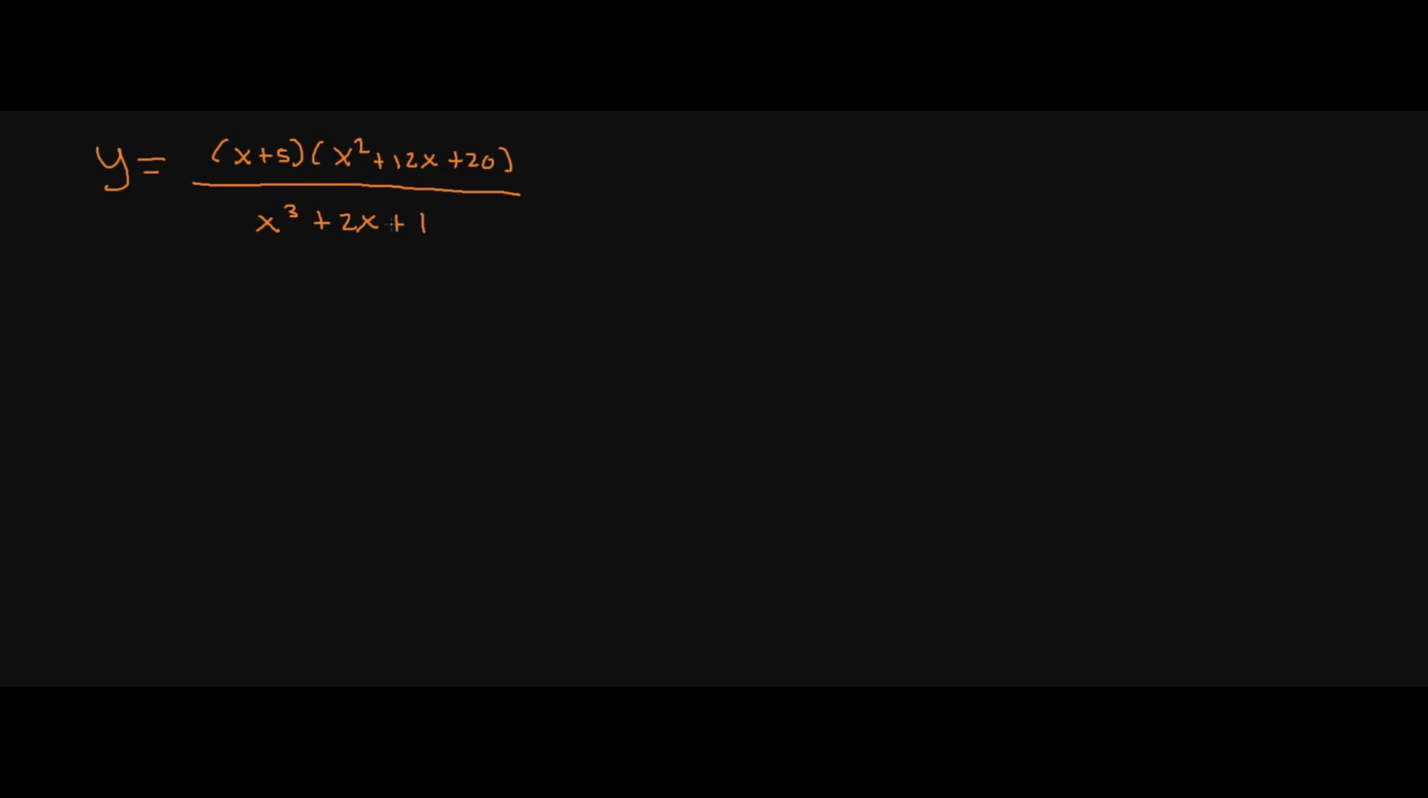This looks a little bit more complicated than some of the functions we've worked with in the past. But if we want to find the x-intercepts of these functions, we need to set our y value equal to 0. So we get 0 equals x plus 5 times x squared plus 12x plus 20, all divided by the denominator, x squared plus 2x plus 1.